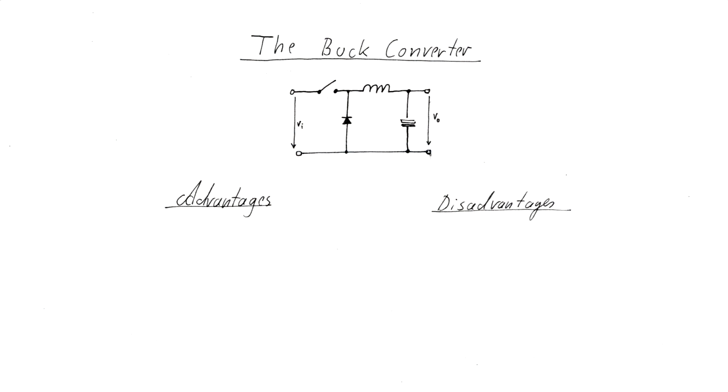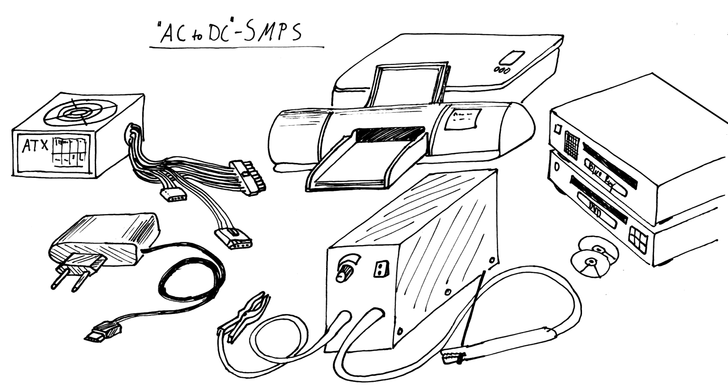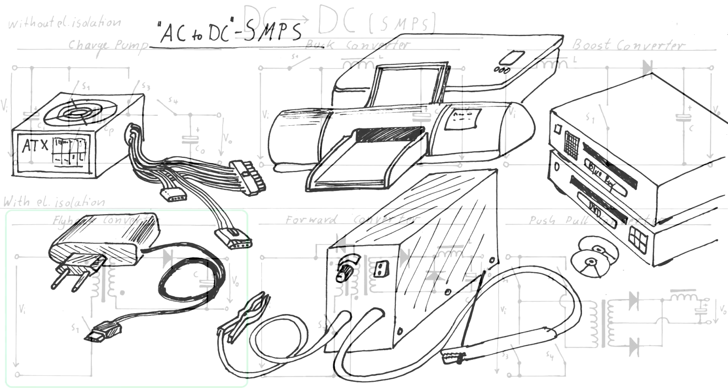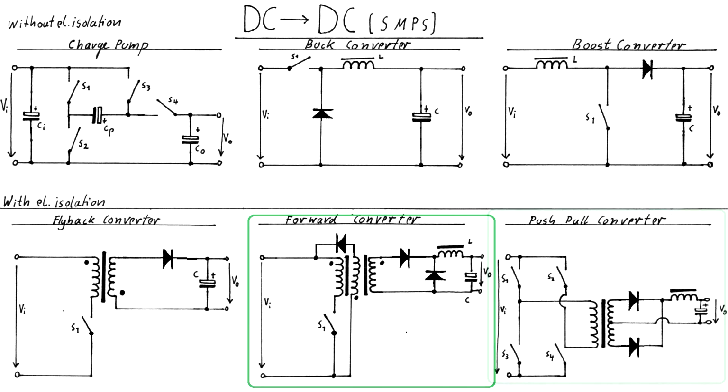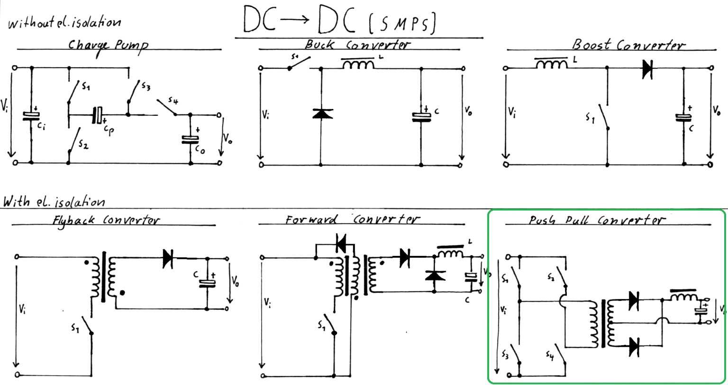Advantages and disadvantages of the buck converter. The buck converter is normally used only for battery-powered circuits or on the secondary side of a transformer. It is not suited to step down the rectified mains voltage because it does not provide electrical isolation. Mains-powered AC to DC switched-mode power supplies, on the other hand, rely on the flyback, the forward and the push-pull converter, as I will explain in the upcoming parts of this tutorial.